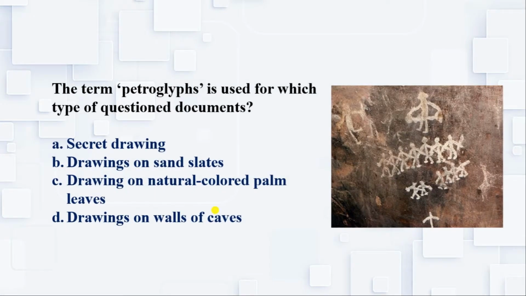The next question is, the term petroglyphs is used for which type of questioned document? The correct answer is D, drawings on the wall of the caves. The writings or the drawings that are present on the wall of the caves, which are used for the purpose of conveying a message or expressing a feeling, are known as petroglyphs.